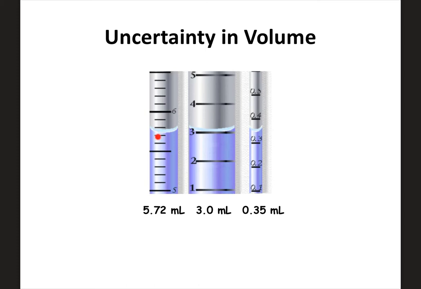The key is I read it at the bottom of the meniscus, and I have all the digits I'm sure of and one that I'm estimating. Based on the scale they give you, the number of digits you can record changes. So you have to always pay attention to your scale and make sure you're giving all the digits you're sure of, and then you're estimating only one digit when you're recording this.